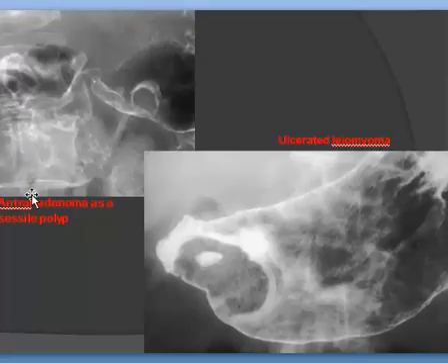This is an appearance of a large mass with a fleck of barium, and we said before that a fleck of barium denotes ulcer.